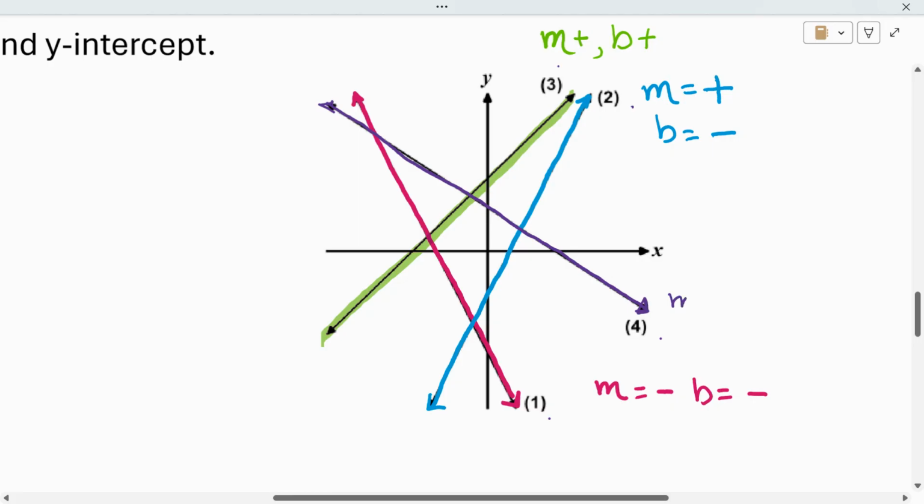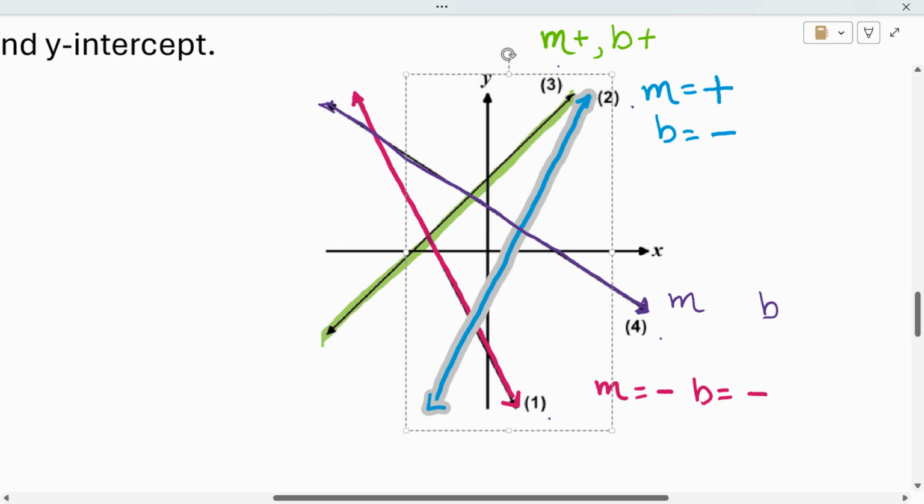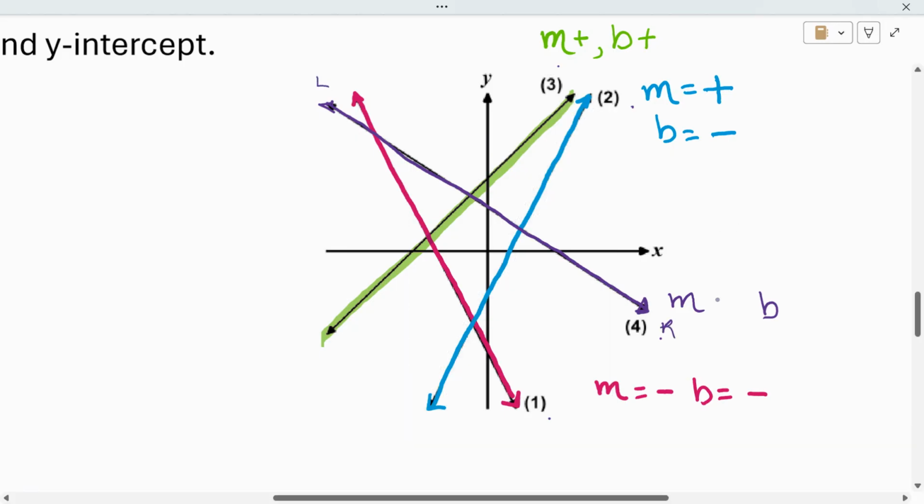So what can you tell me about the slope and the y-intercept from line 4? What do you think about the slope, Avery? Is that line going up or is it going down when you look at it from left to right? Yeah, it's going down. This is the left side. This is the right side. It goes down. So it has negative slope. What about the y-intercept? Brianna, does it cross the y-axis at a positive number or a negative number? Yeah, it crosses at a positive number. Does everybody see that it's going to cross right here? And that's going to be a positive number.